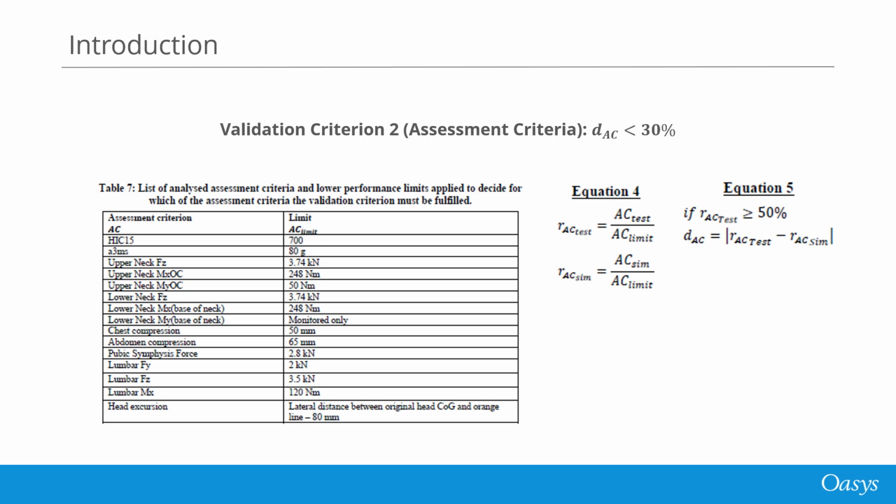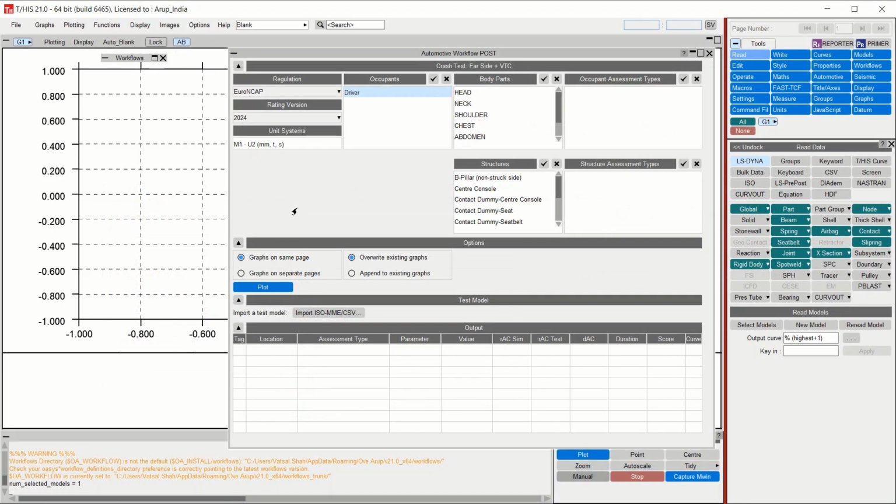Let's see how to use this added functionality in the automotive assessments workflow through a short demo. If you selected the Farsight plus VDC crash test in Primer, then when you open automotive assessments in THIS, you will be presented with this window.